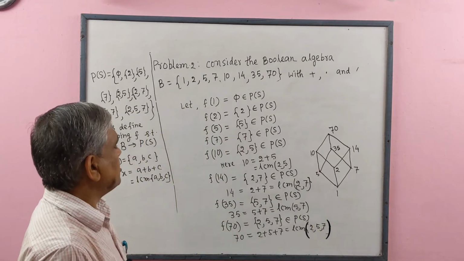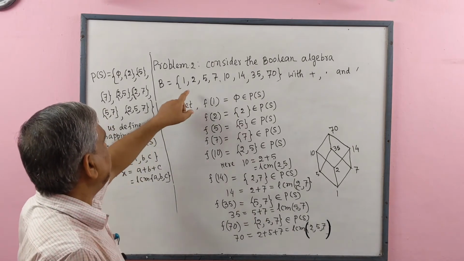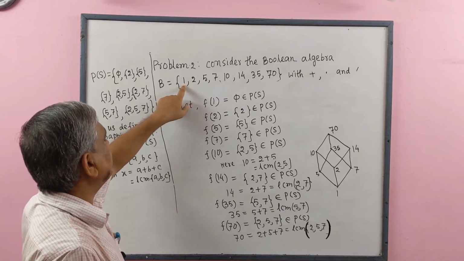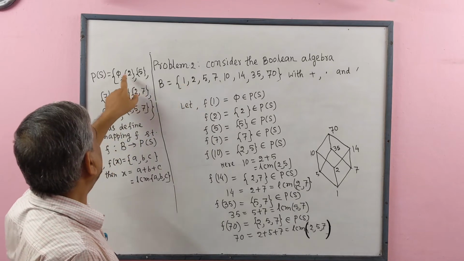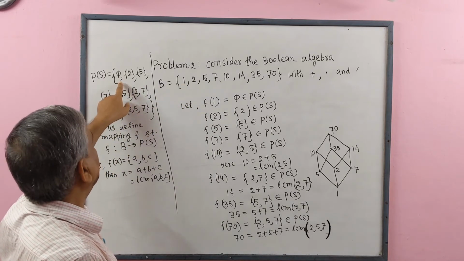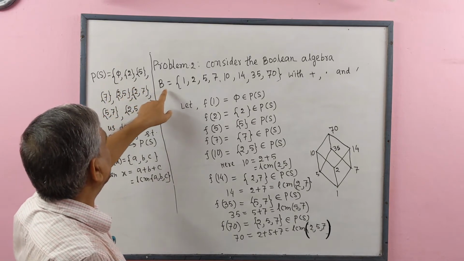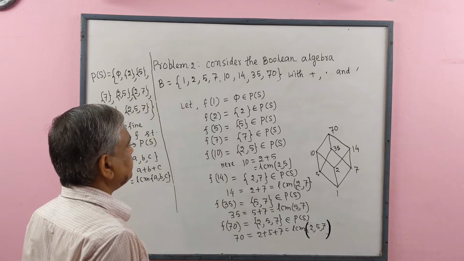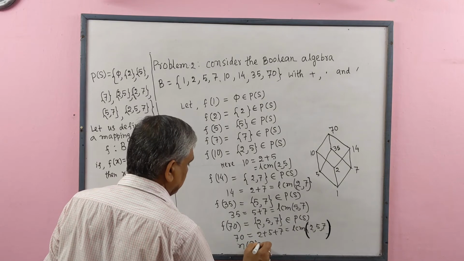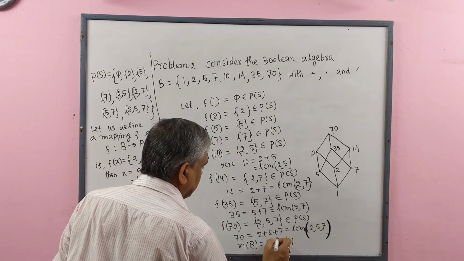From these relations, we get that each element of B is associated with a single element of PS, and the number of elements of PS is equal to the number of elements of B. NB equal to NPS.